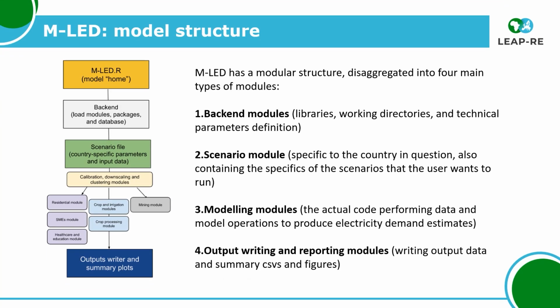In terms of model structure, MLED has a modular structure, and it can be disaggregated into four main types of modules. A modular structure means that there are separate scripts that are responsible for the different steps of analysis. The backend modules are where libraries, working directories, and technical parameters are defined. So these are the modules that are run at the beginning of the model, that are not particularly required to be edited by the user, except for some setup parameters such as the working directory, but they load the required dependencies to run the model.